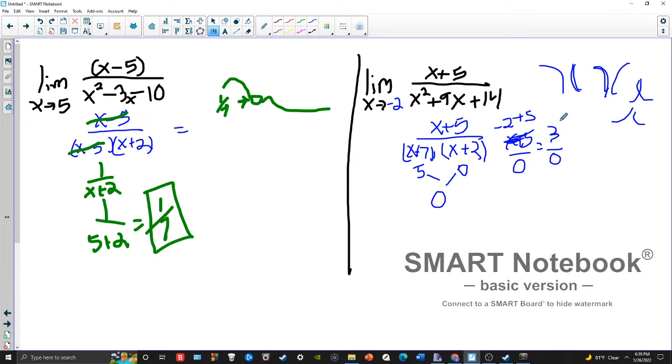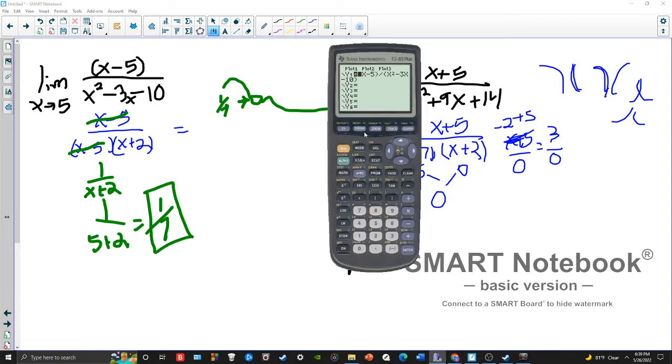Is it going to be both going down to negative infinity? Or is it going to be split and it's going to be a does not exist? Well, if you have your graph, you can do it on your graph. So you actually just, again, type in the function x plus 5 over x squared plus 9 plus 14. And you can see what's going to happen there just directly on the graph here.